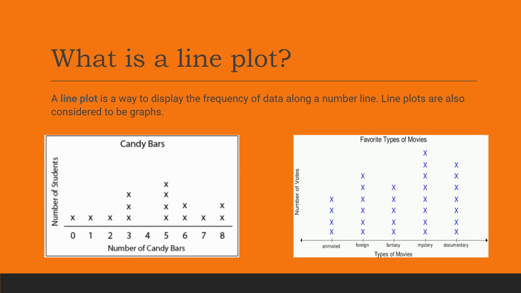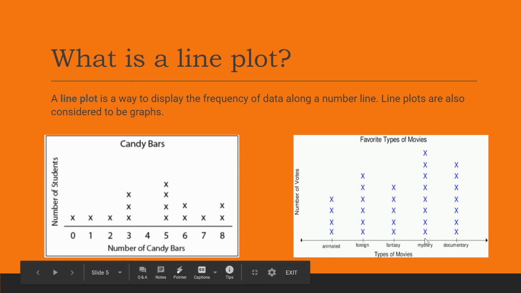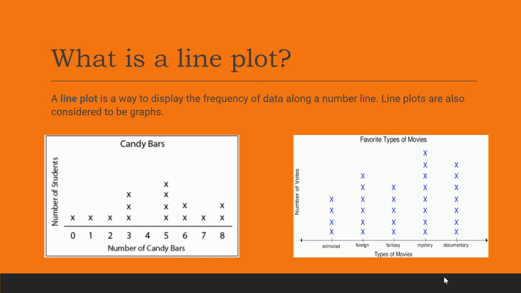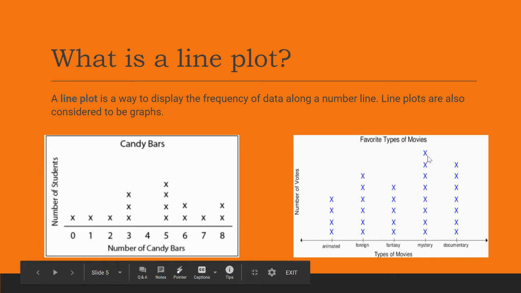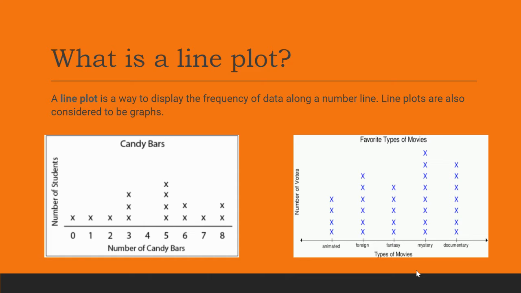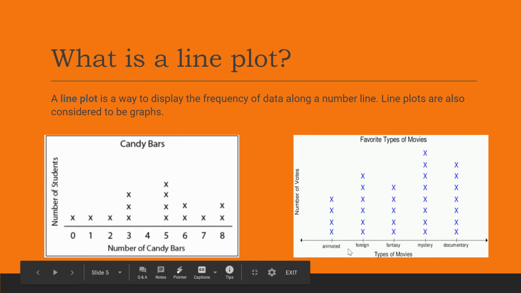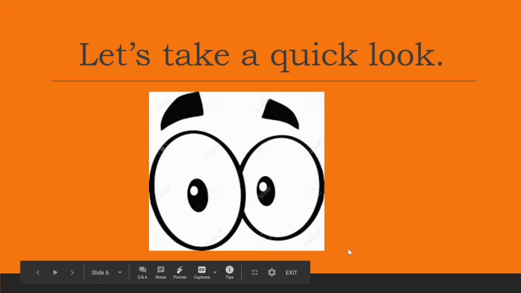The next one is types of movies. You have your labels down here and your voters up here. We can assume that each of these X's represents 1, because there is no scale or key to offer us any other type of information. Based on the frequency of X's, the amount of people who voted for mystery was the most favorable, and animated was the least favorable, okay? All right, let's take a quick look.